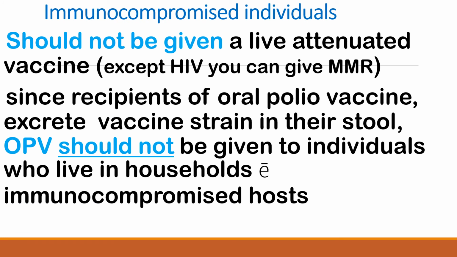Immunocompromised individuals should not be given a live attenuated vaccine except HIV. You can give MMR, except HIV, you can give MMR. Since recipients of oral polio vaccine excrete vaccine strain in their stool, OPV should not be given to individuals who live in households with immunocompromised hosts.